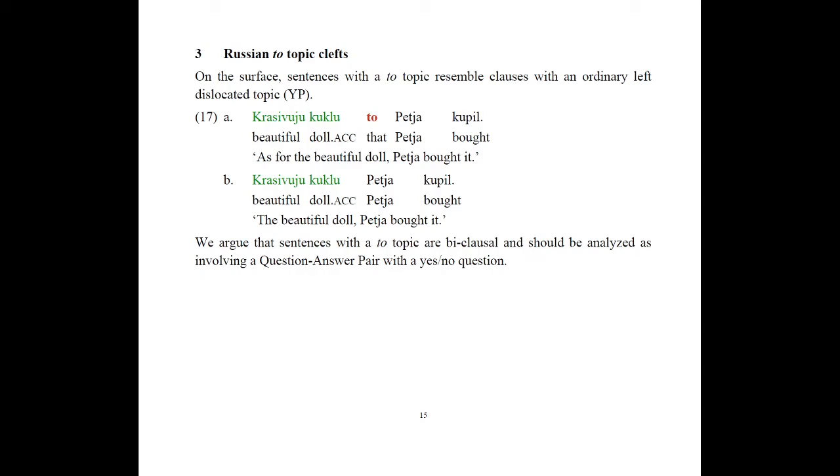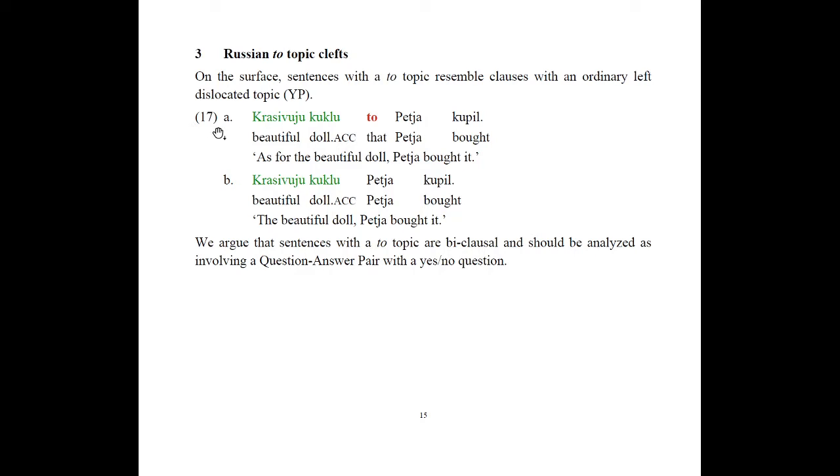So now that we have seen that Russian indeed has these SPCs of the Demirdache kind, we can move on and consider finally Russian tautotopic lefts. And we argue that they represent that missing kind, that they are in fact also biclausal, that they are question-answer pairs, and that the question there is a yes-no question. So let us take a look at a couple of examples first.